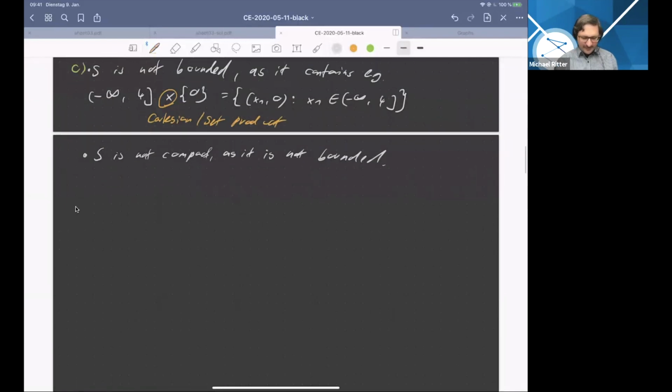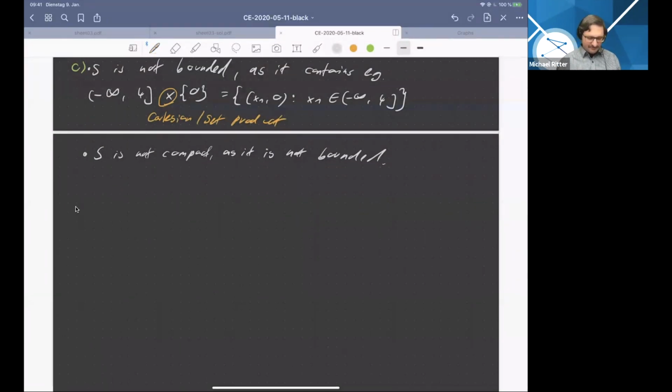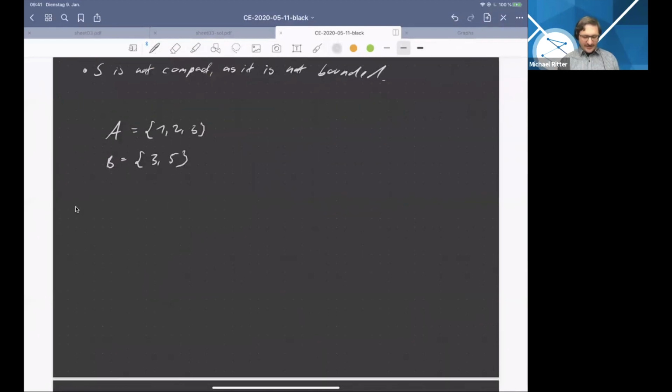What happens here formally is a thing that I can do with any sets that I want. Let's just take two sets, A and B. To make an easy example, I'll take finite sets in the first step. I'll talk about infinite sets in just a second. So let's take A to be, for example, 1, 2, and 3. And let's take B to be 3 and 5. So those are two finite sets.